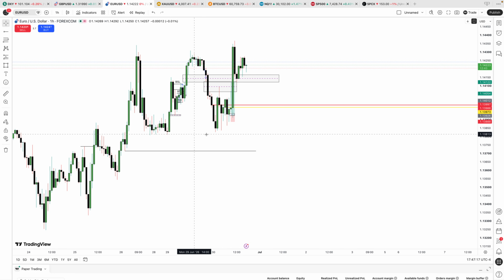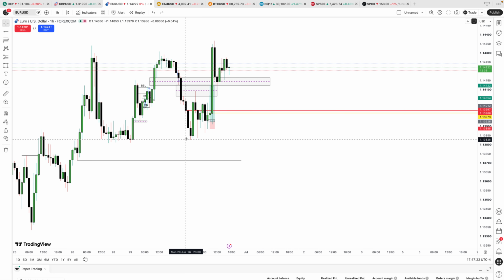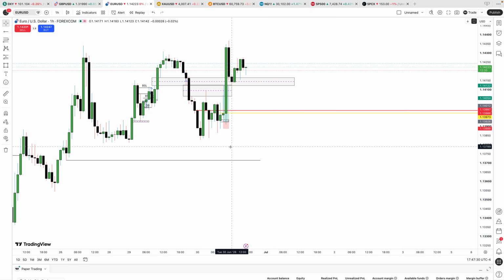So it created a double bottom here. It looks like a double bottom, but it's in discount. So I'm not really wanting to see price come back down to this point, below this support rather.